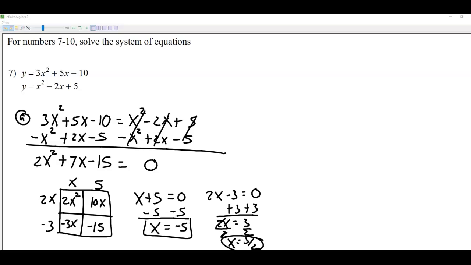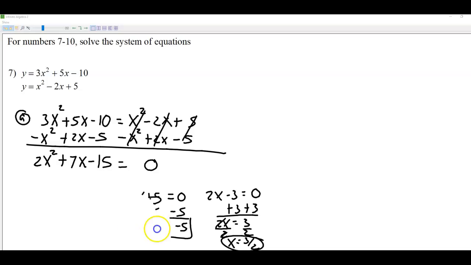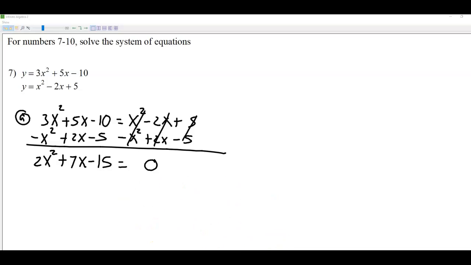Now, that's one way that you can find the x values. But another way you can find it is with the quadratic formula. And what I like about the quadratic formula is that it always works, whereas with factoring, it doesn't always work. So I'm going to do the same. I'm going to get the same answers.